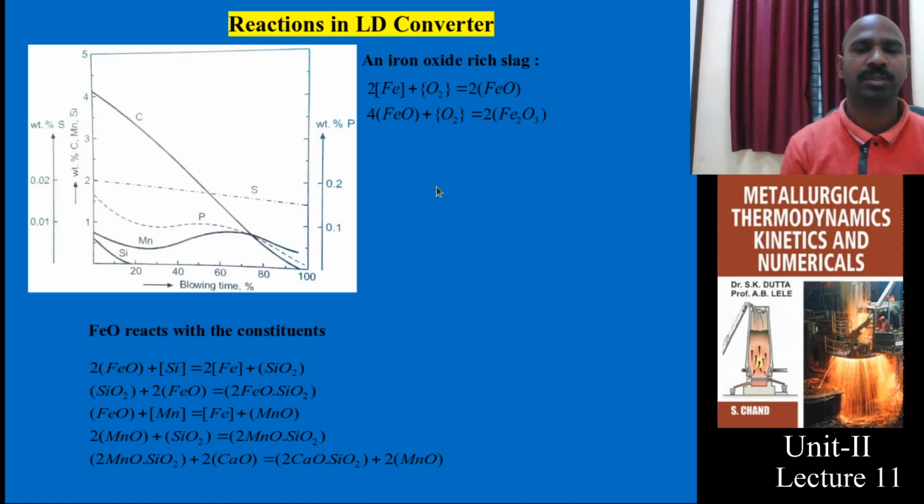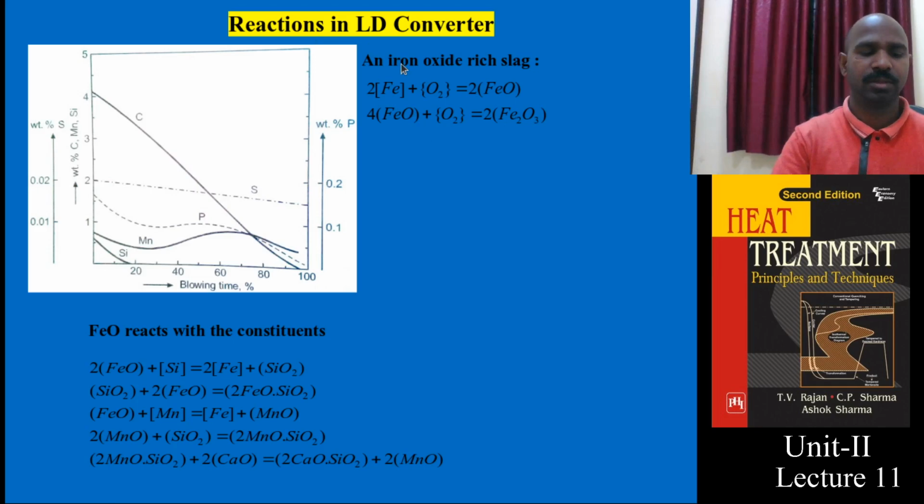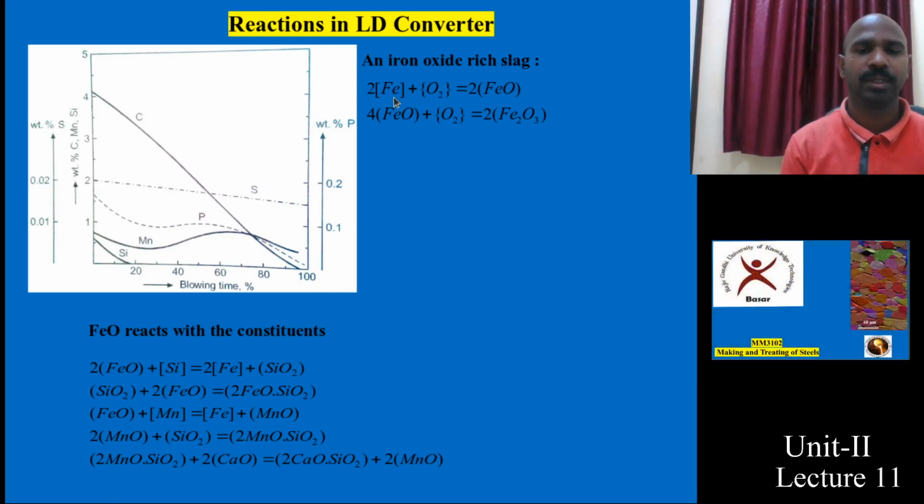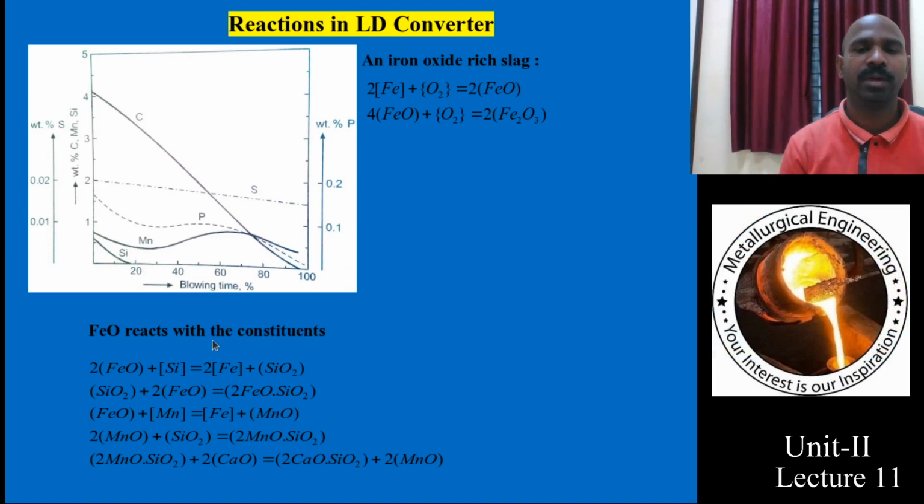The reactions broadly in the LD converter are as follows. The incoming oxygen will react with the molten pig iron to form iron-rich oxide, FeO. Further reaction causes reoxidation, which can be controlled or compensated by these reactions.